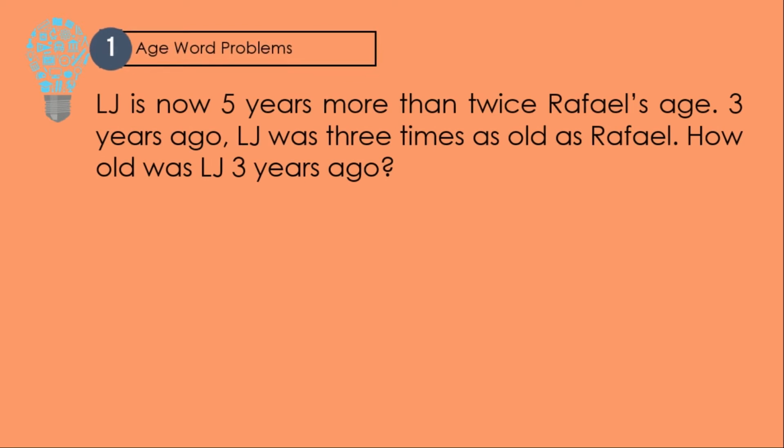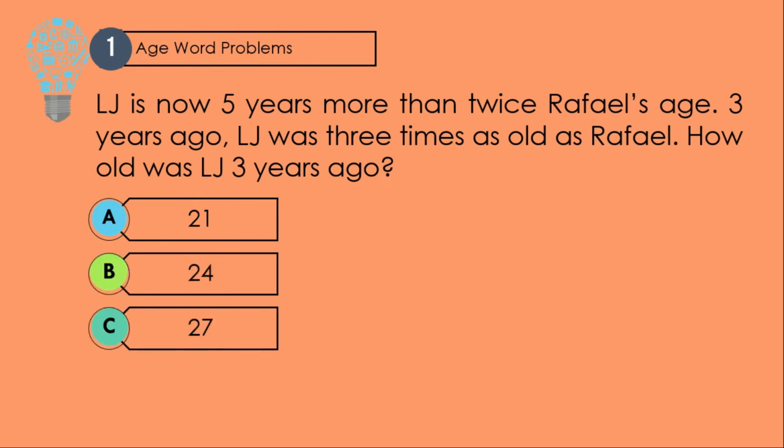Let's start our first example with the age word problem. LJ is now 5 years more than twice Rafael's age. 3 years ago, LJ was 3 times as old as Rafael. How old was LJ 3 years ago? A. 21, B. 24, C. 27, D. 30.